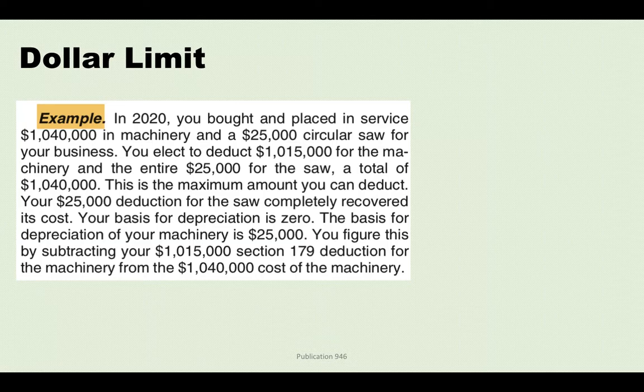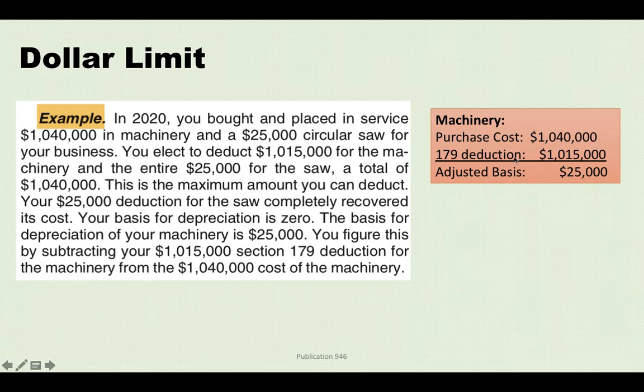You figure this by subtracting the 1.015 million Section 179 deduction for the machine from the 1.04 million cost of the machine. So let's just look at the machinery. You purchased it, so your cost is 1.04 million, right? You choose to expense, your Section 179 deduction, 1.015 million. Then your adjusted basis is 25,000. So what you have left is 25,000.